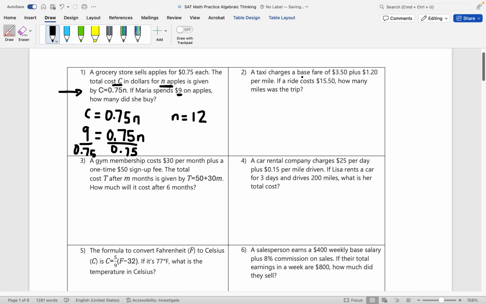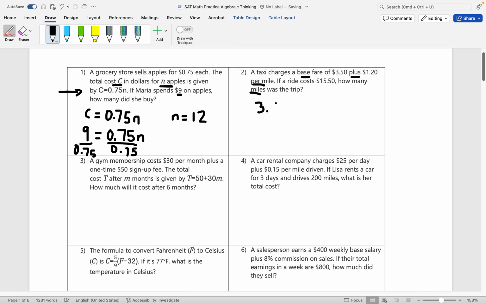A taxi charges a base fare of $3.50 plus $1.20 per mile, okay, per mile. If a ride costs $15.50, how many miles was the trip? Okay, so we don't know how many miles, but we know that each mile is $1.20, and then there is a $3.50 base fare. So your equation here, they didn't give you an equation, so you have to put it together.